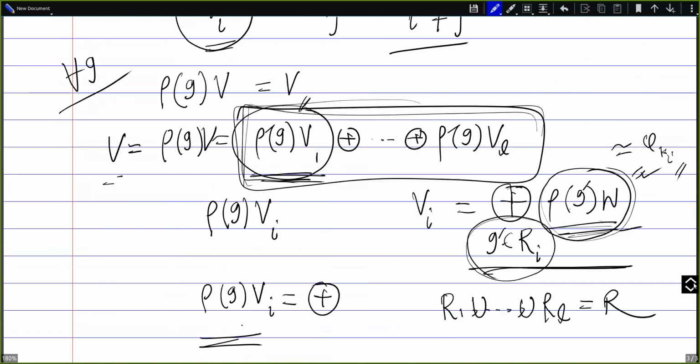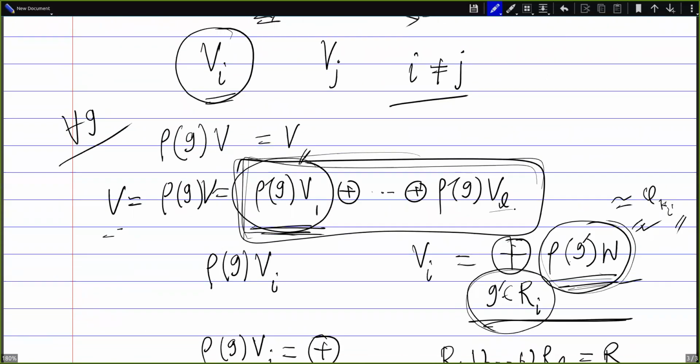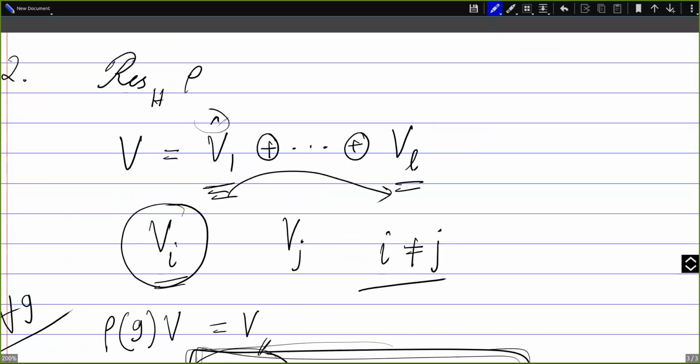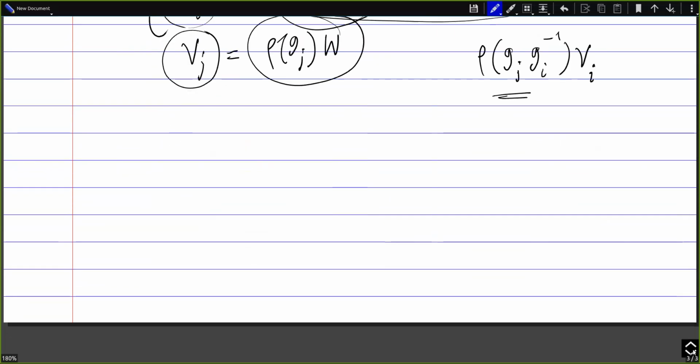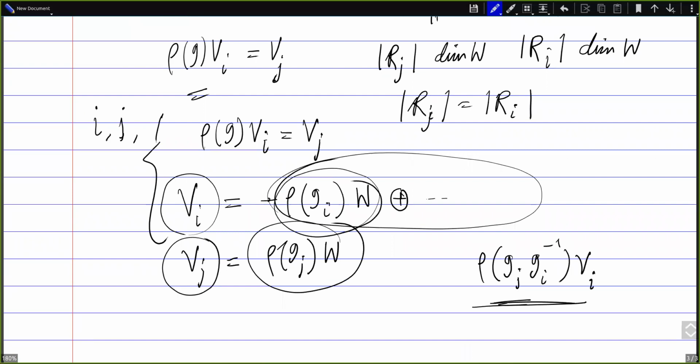it forces rho g Vi to be Vj, because rho g Vi is exactly something from here, and these do not have anything in common, right? So after applying this, once we get that rho gj w is contained inside that, then it has to be Vj, because if it were something else, then rho gj w could not be contained inside that. So we are done basically.